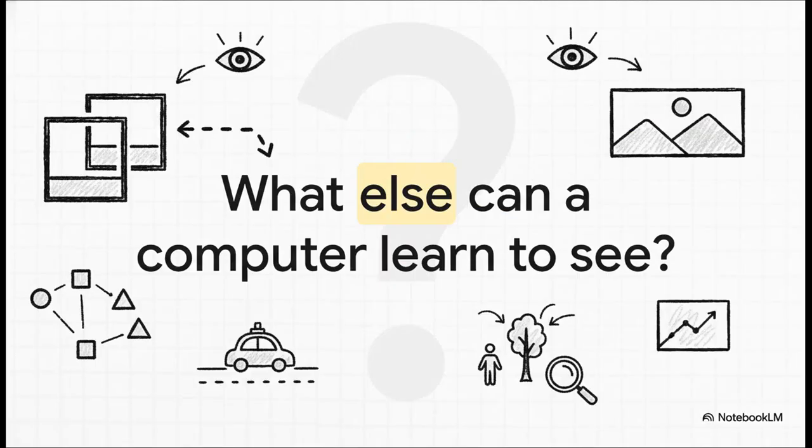This whole process, finding patterns in messy visual data, is really the bedrock of almost all modern computer vision, which kind of leaves you with one last big question. If we can teach a computer to see the hidden connection between two photos, what else can we teach it to see?